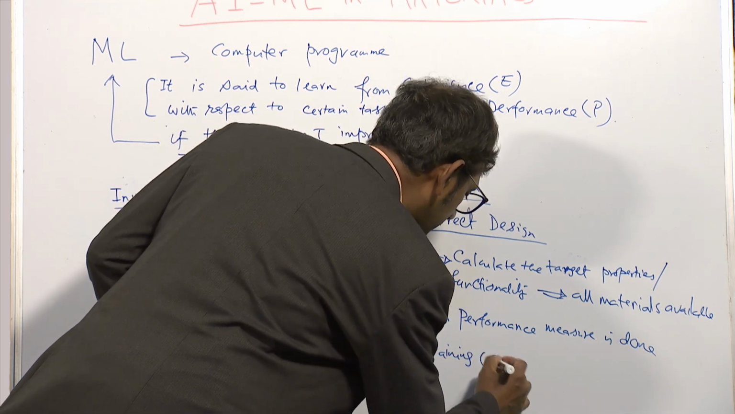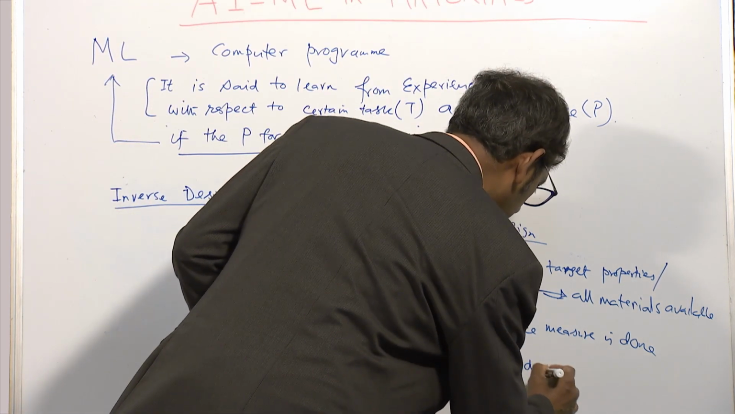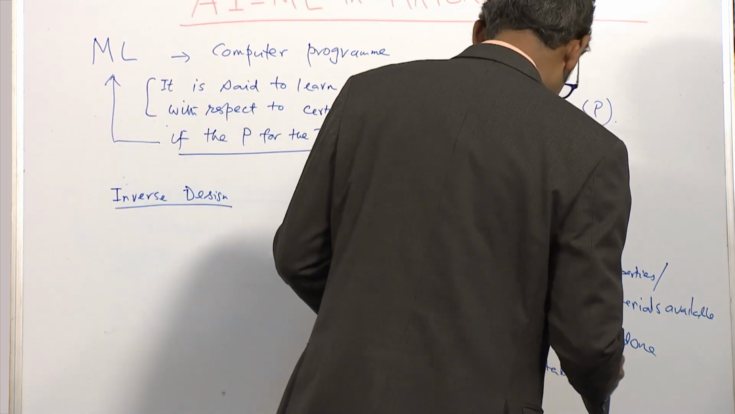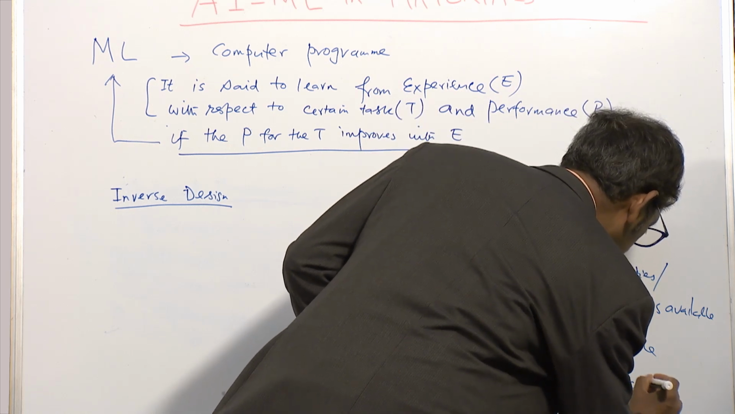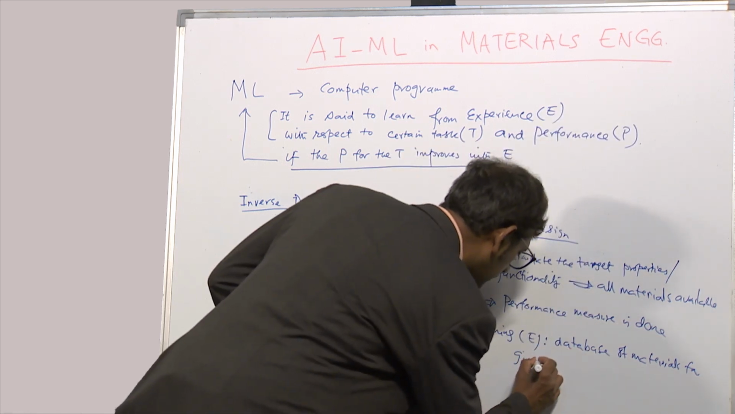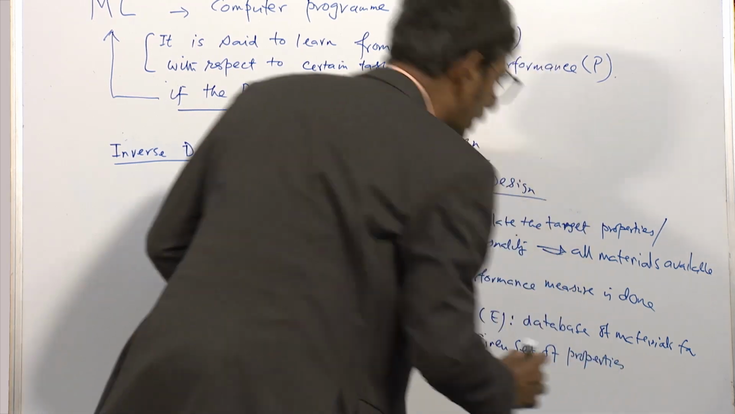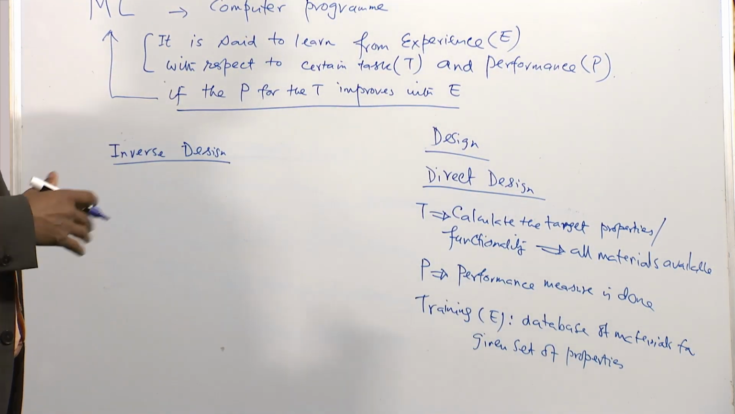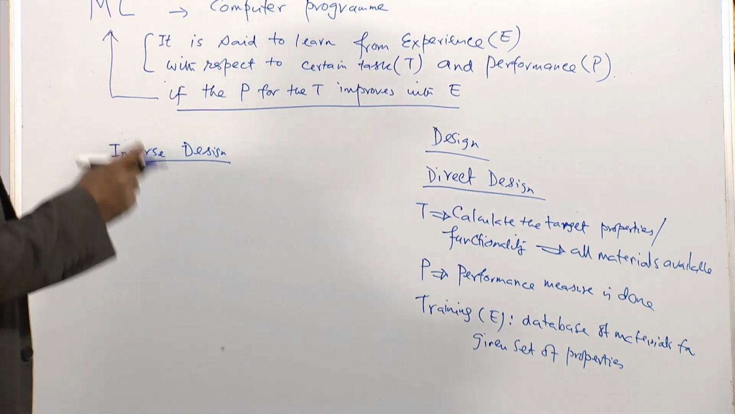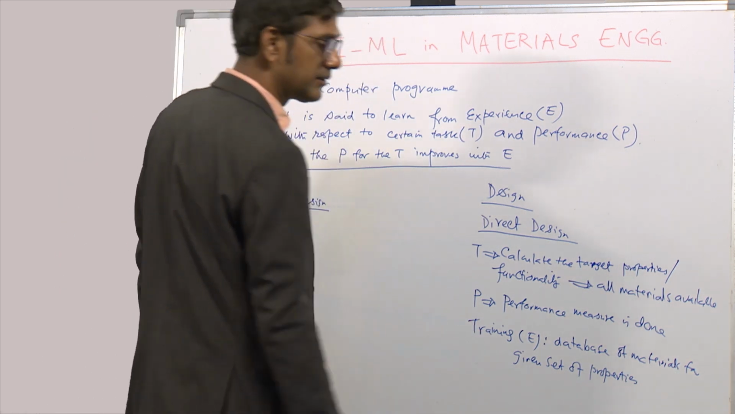And training is nothing but experience, right. Training is what? Training is basically a database, nothing but a database. We will talk about database and everything a little later. Database of materials for a given set of properties. Obviously, why would I talk about all properties, all physical, mechanical, chemical properties? I should focus on target properties, and therefore, I should have a database of materials for the given set of properties. So, that is what your training is.